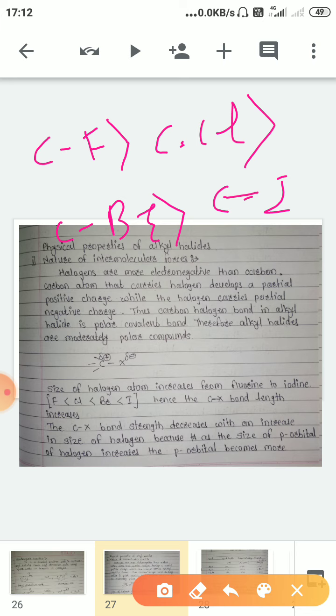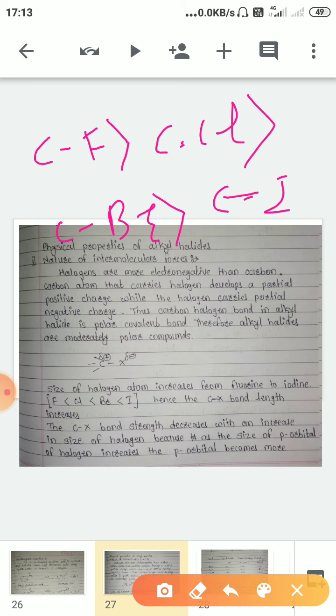Okay, so this much we have to remember in the nature of intermolecular forces. What we have to remember: the halogens are more electronegative atoms than carbon, and therefore partial positive charge develops on carbon and partial negative charge on halogen. Due to this polar bond, the alkyl halide becomes a polar compound. But they are not highly polar, only moderately polar compounds.